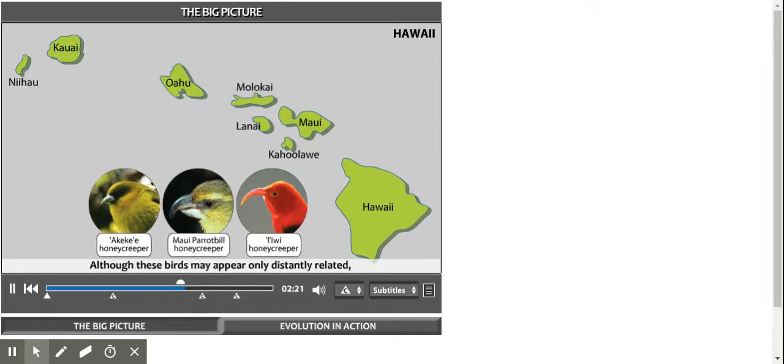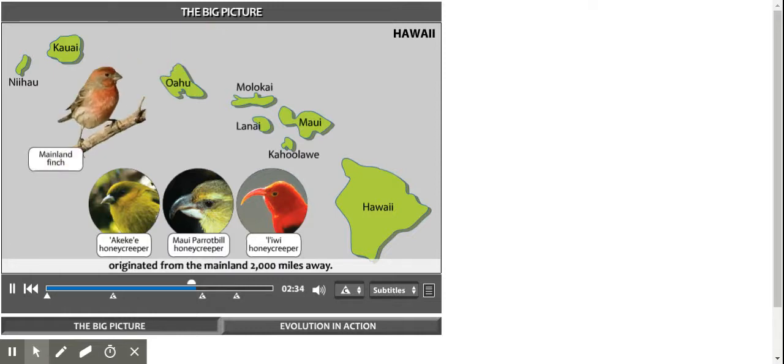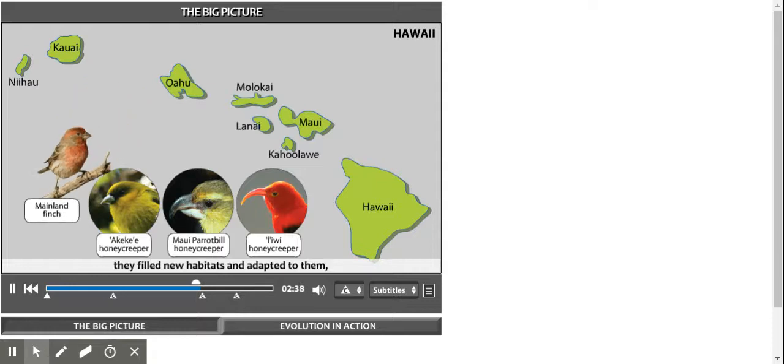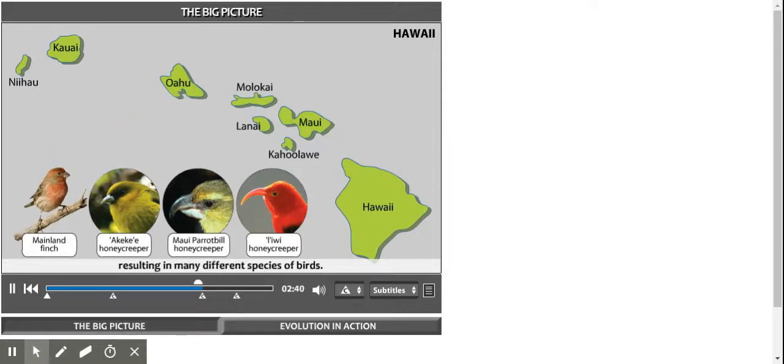Although these birds may appear only distantly related, molecular evidence shows that they are actually closely related and share a finch-like ancestor that likely originated from the mainland 2,000 miles away. When the ancestors arrived on the islands, they filled new habitats and adapted to them, resulting in many different species of birds.